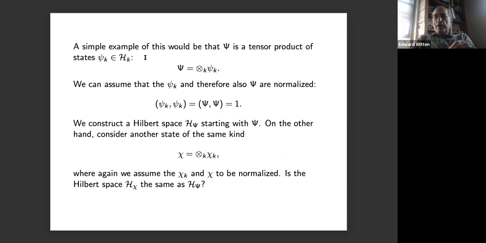For example, for each k, we might have had a harmonic oscillator Hamiltonian. Then we pick the ground state in each one. We can assume that the psi_k's, and therefore also psi, are normalized. And we would construct a Hilbert space H_psi starting with psi.